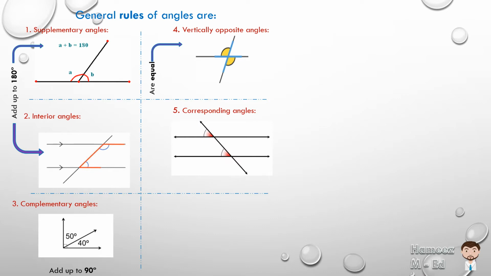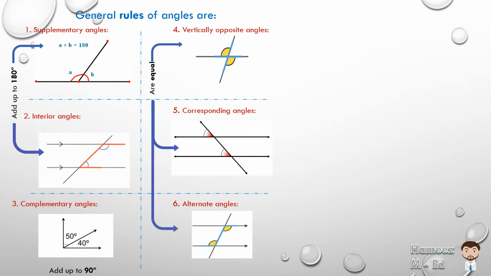Still 2 parallel lines being cut by a transversal, and we can see that those angles highlighted in red are the same. It will be like one angle being translated onto the other. And the last one, alternate angles, similar situation as in number 2 and number 5. All 3 of them deal with parallel lines being cut by a transversal, and the angles highlighted in yellow are called alternate angles, and they are equal.